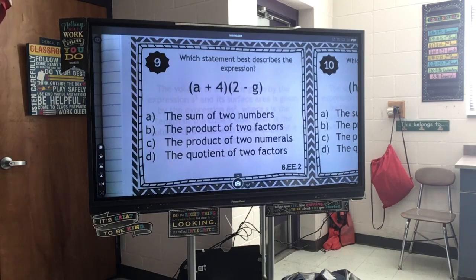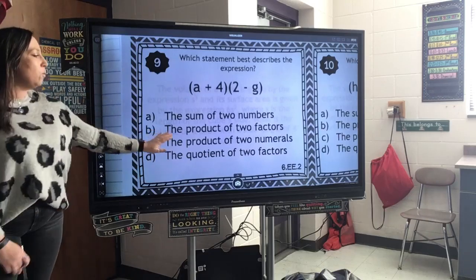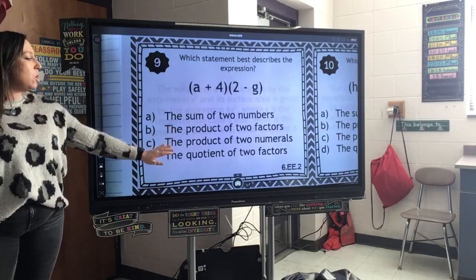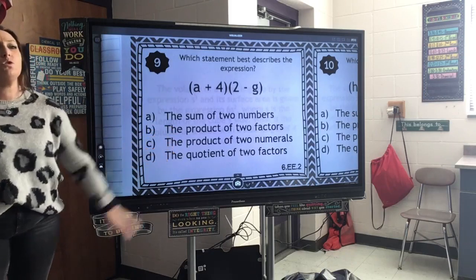All right, could it maybe be that one? Okay, so right now we have B and C that it might be, and then D, the quotient of two factors. Why is it not D? Troy? Because it says quotient, not product. And quotient means what? Division. All right, so now we're back to B and C: the product of two factors or the product of two numerals.